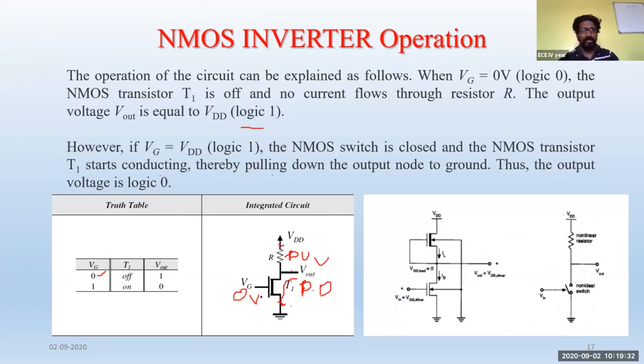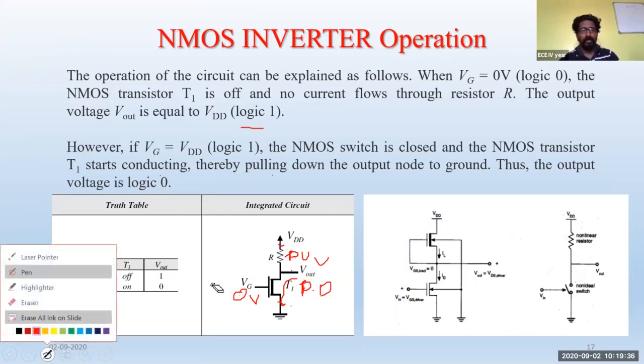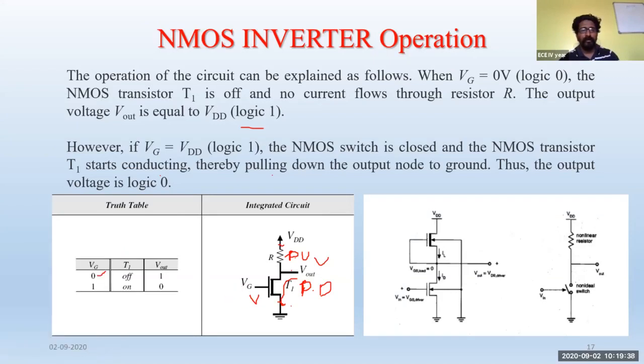Now coming to the next state, whenever VG is equal to 1, what happens? If VG is equal to 1, the transistor will be turned on. If you are supplying logic 1 as an input voltage at this terminal, the transistor is turned on, then definitely what happens? Whatever output was stored here previously, the output which is stored is logic 1. That logic 1 will be completely pulled down to the ground terminal.